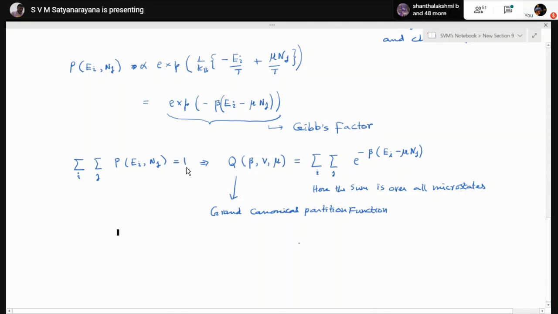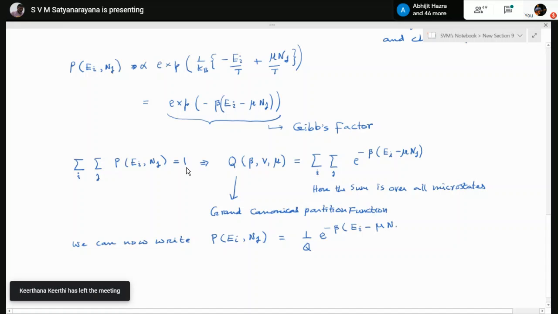Okay, so now there are two things that we would like to do. In terms of that, what happens to the probability of a microstate? We can now write the probability of a microstate with energy Ei and number of particles Nj as 1 over Q into e to the power minus beta of Ei minus mu Nj. So this is something like our canonical probability distribution. It is called the grand canonical probability distribution.